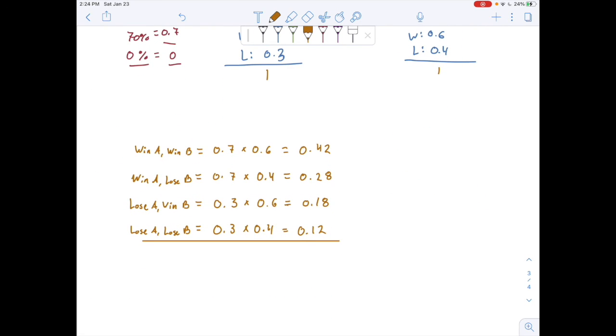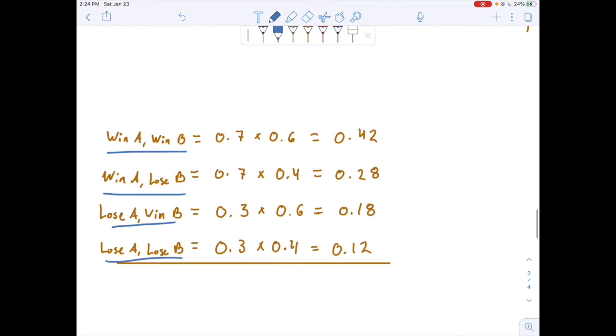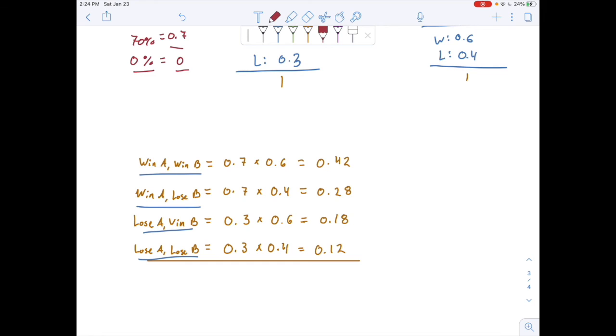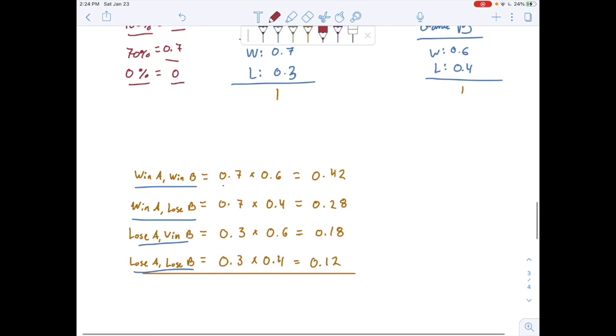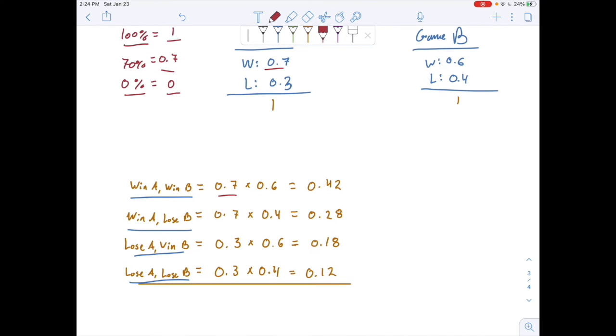Next, we can look at the system of playing both games. She can win both games, she can win one or the other, or she can lose both games. So in order to find the probability of each option, we're going to multiply the respective probabilities for each game, right? So for winning game A, that's 0.7 from our chart up here. Winning game B is 0.6. We multiply them because they're consecutive events. We always multiply consecutive events. So the probability of winning both games is 0.42.